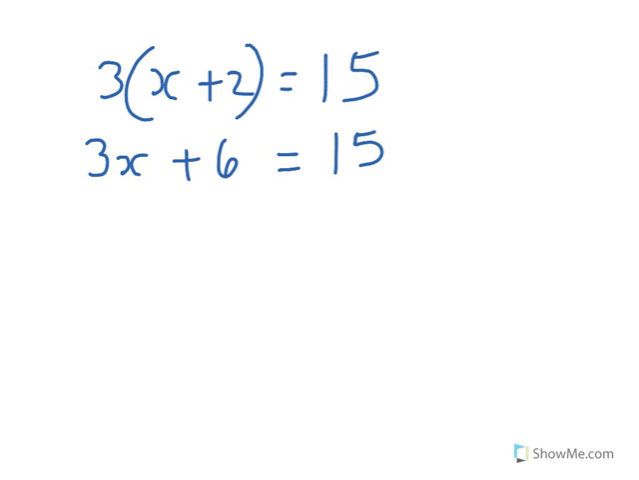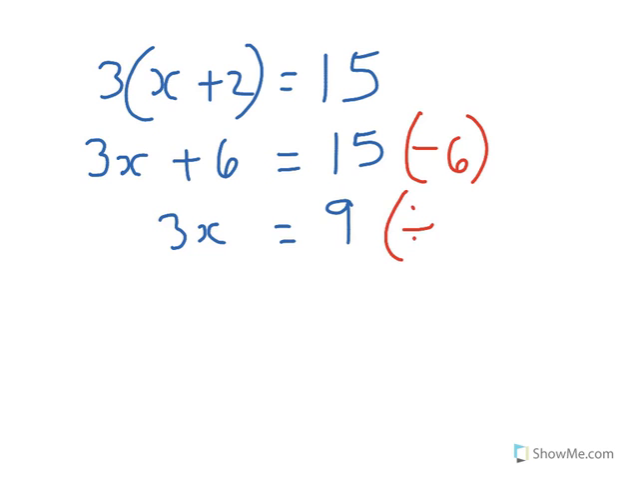So first thing I will do is subtract 6, so that I have 3x equals 9. Now we divide by 3 on both sides, so we'll have x equals 9 divided by 3 is 3.